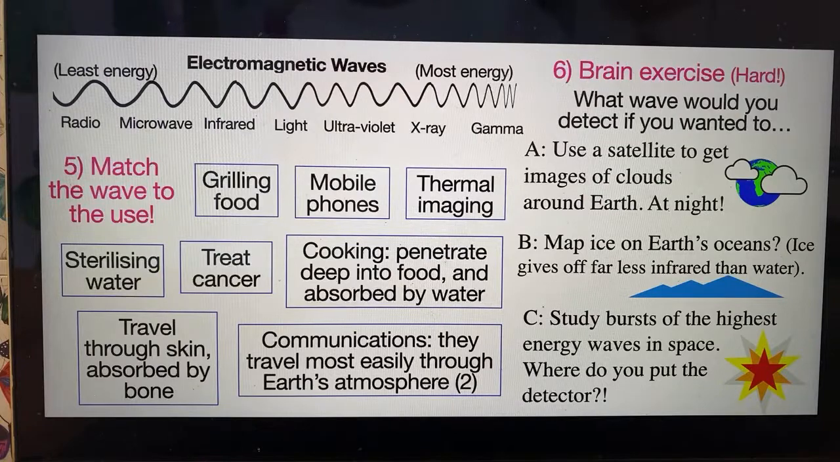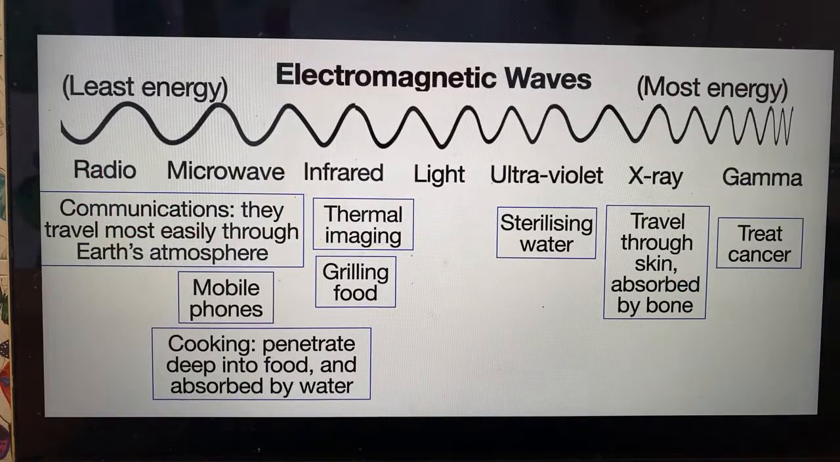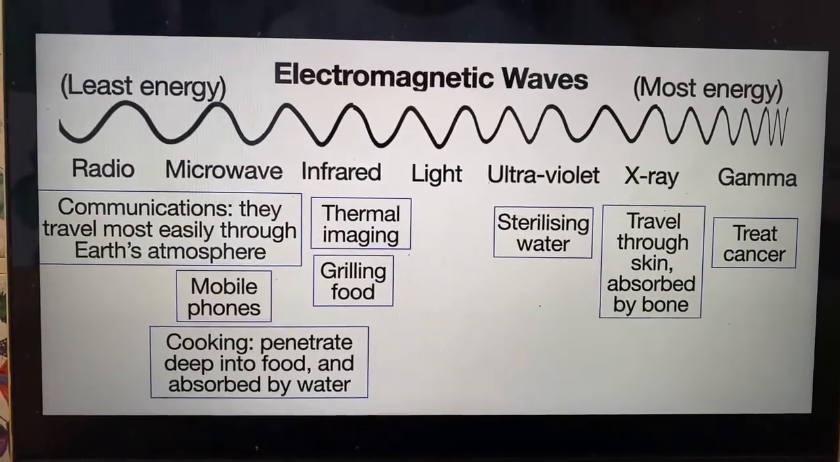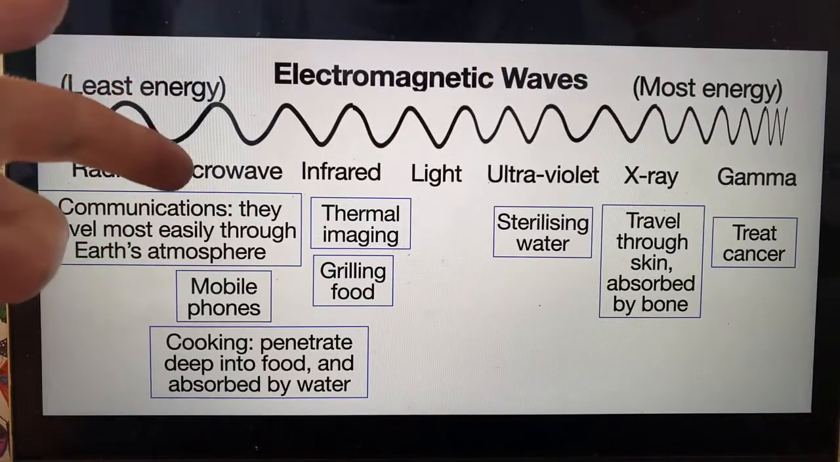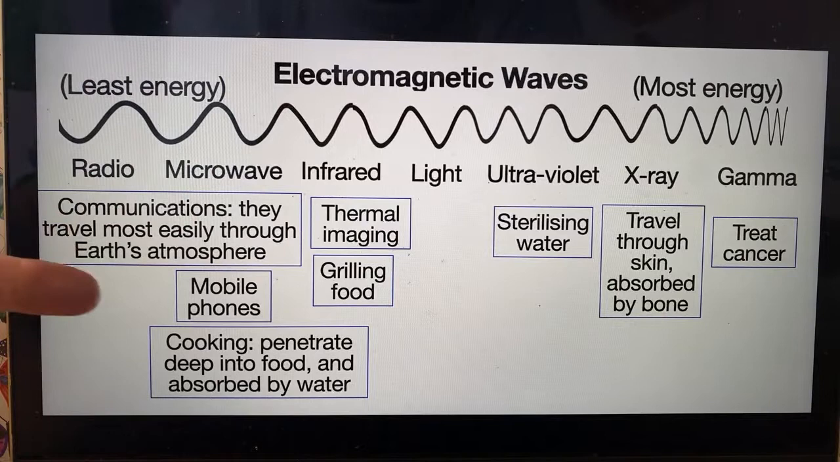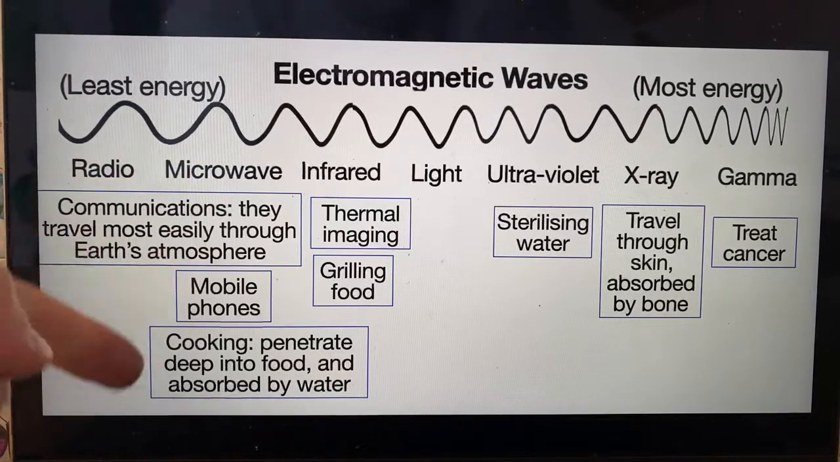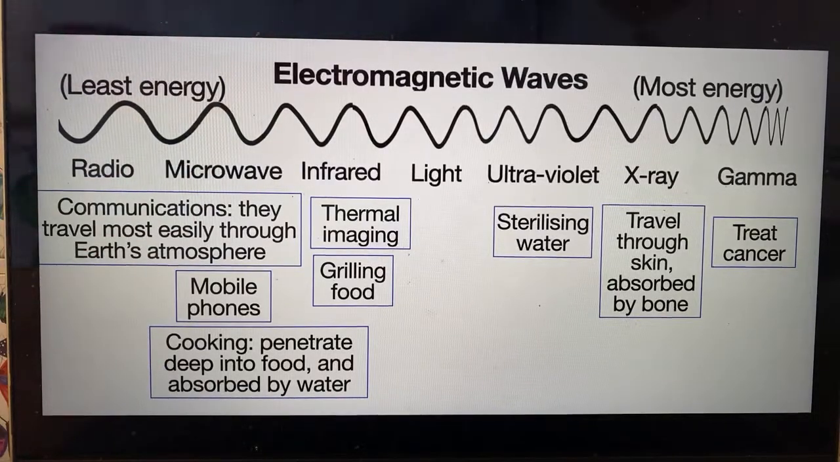Okay, here's the answers to the first one. So well done if you said that radio and microwaves are both used for communications because they travel the most easily through Earth's atmosphere. Microwaves are the ones that can get to satellites most easily. So microwaves are used for satellite TV and things. Microwaves are used for mobile phones. Microwaves are used for cooking food. They're dead useful, aren't they, microwaves?